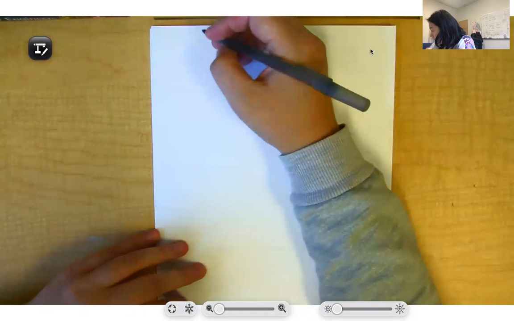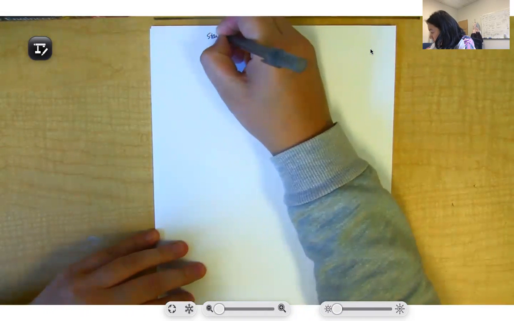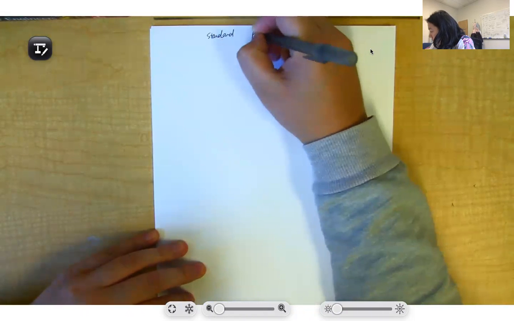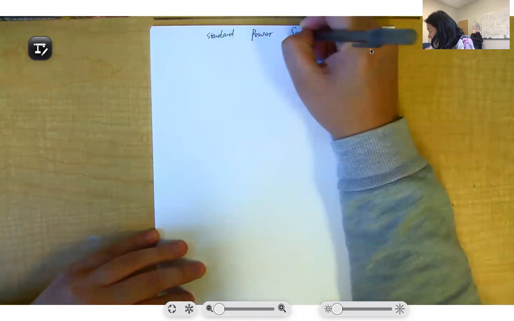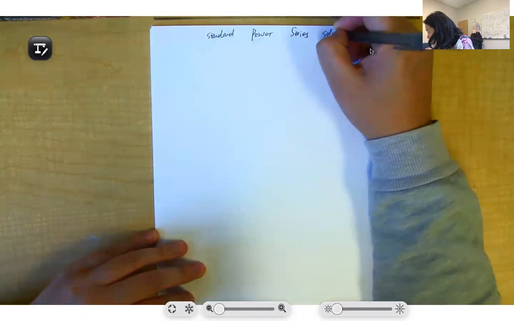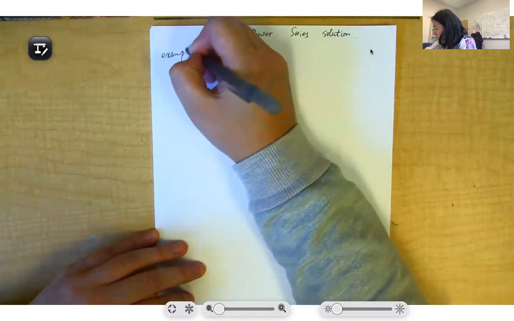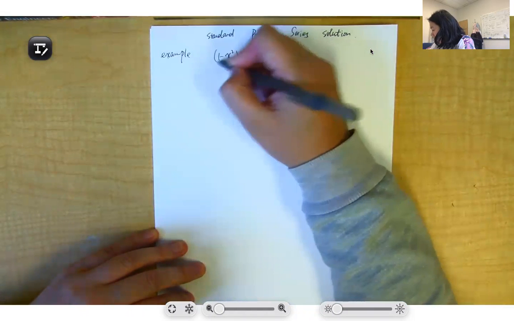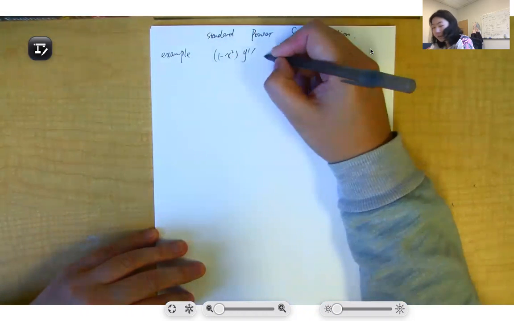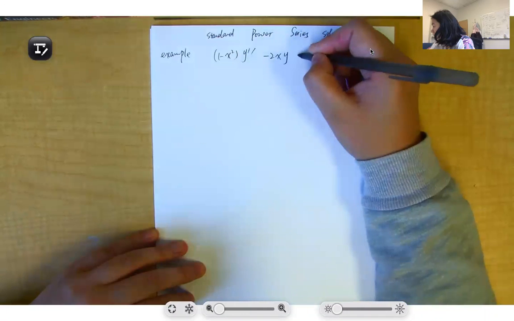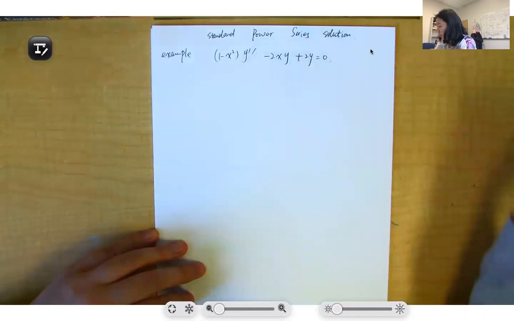So let's make several examples to see how the power series will work. Okay. The first one will be the simple one, use the standard power series form. The standard power series solution. Okay. The example is 1 minus x squared y double prime minus 2xy prime plus 2y equals to 0.